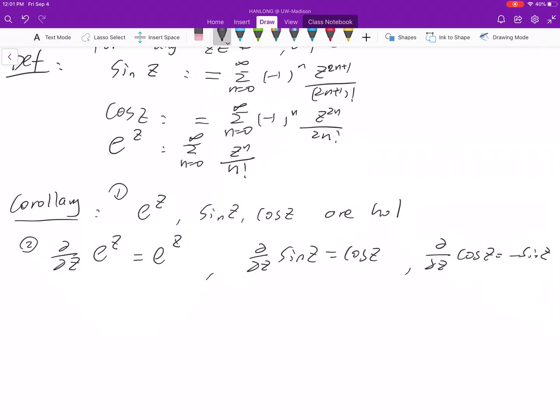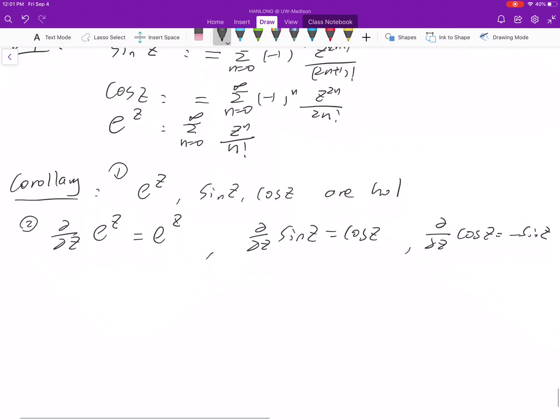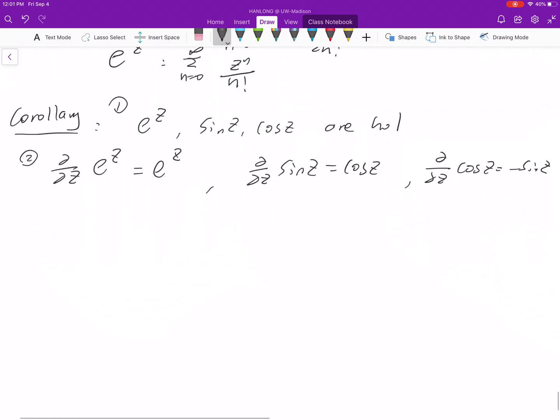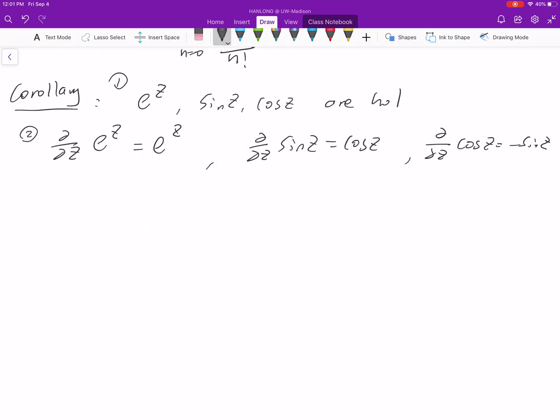We verify this just by computation of the power series. And thirdly, we have exponential z equals cosine z plus i sine z. This is the generalized Euler formula.